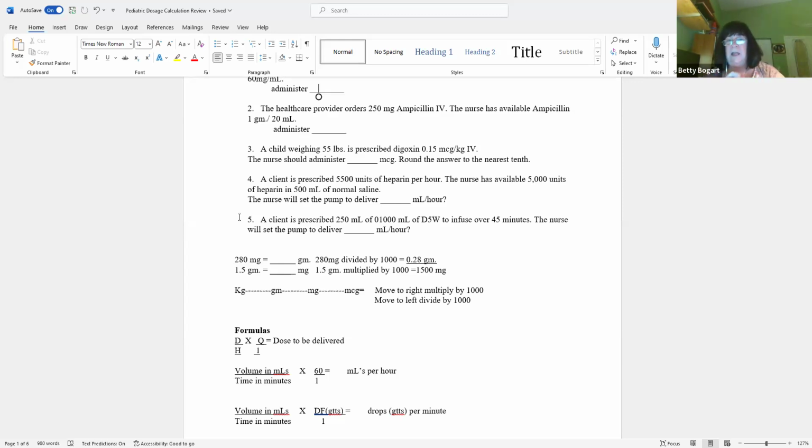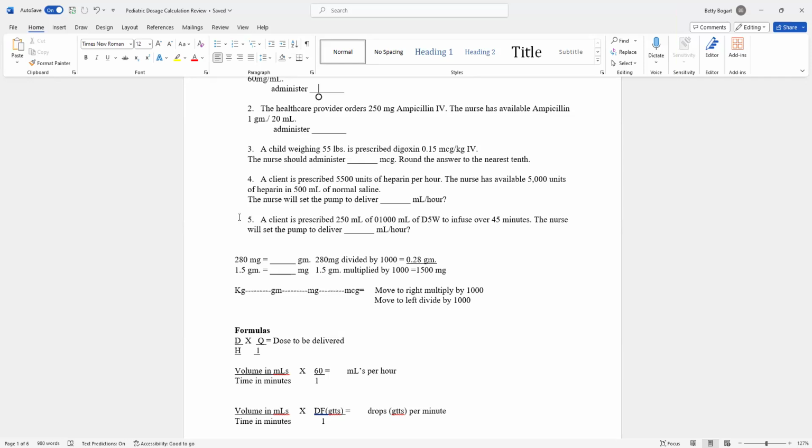So the number one thing I need to do is figure out a dose to be delivered, not how many mLs you're giving, but only the dose. How much is it saying? So 55 pounds. If we take 55 and divide it by 2.2, because kilogram is a lesser number, so we divide it down, we get the answer of 25. Is that what you get? Yes. Okay, so let's go to the board.